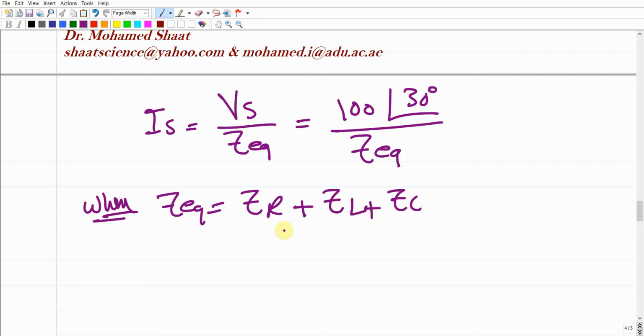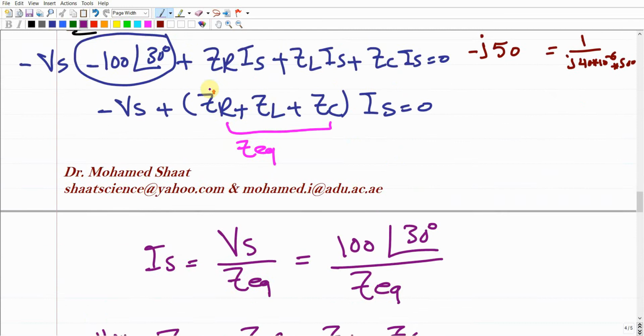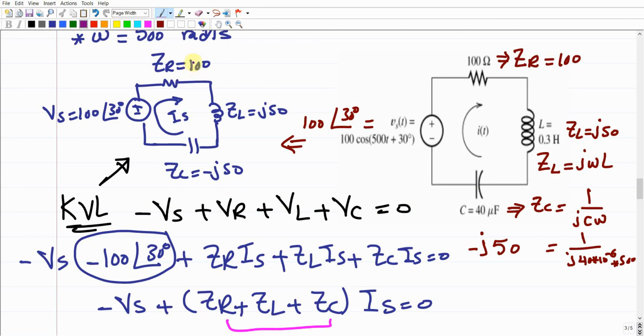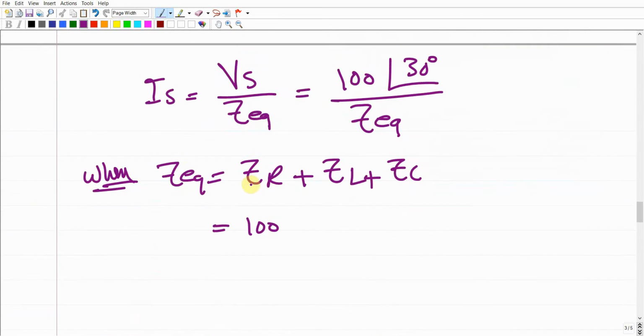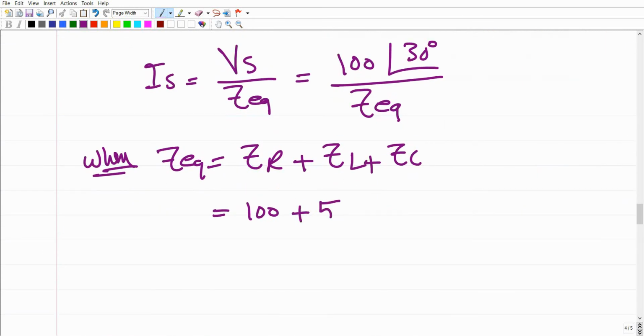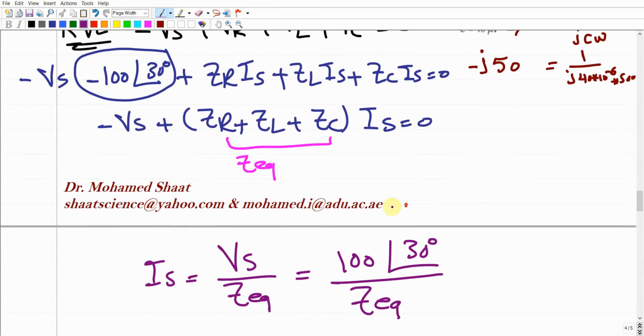Now here you can plug in their values. How much is Zr? We got it as 100. Right, it is a real value, but ZL is j50. It is a complex or imaginary value, and ZC is also a complex value. So it should be plus 50j. This is the ZL, and negative j50 is the ZC. Make sense?